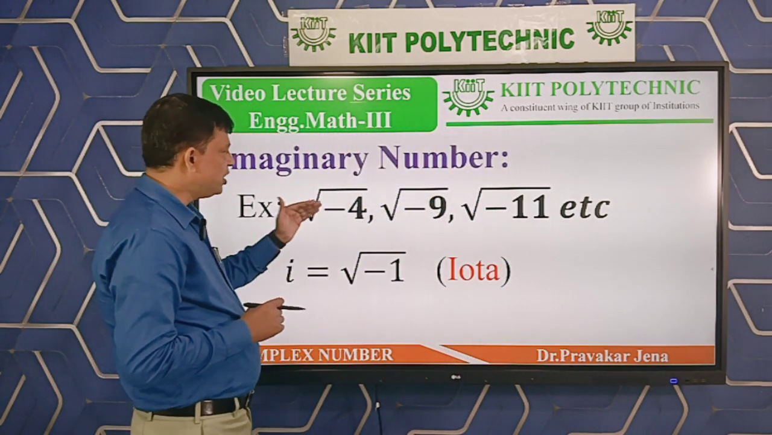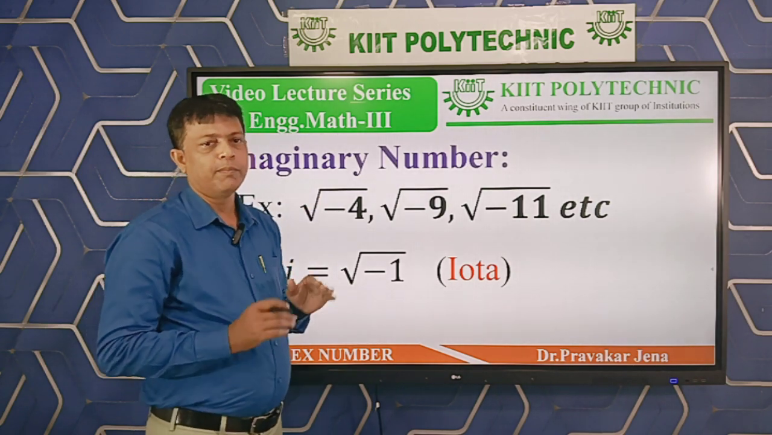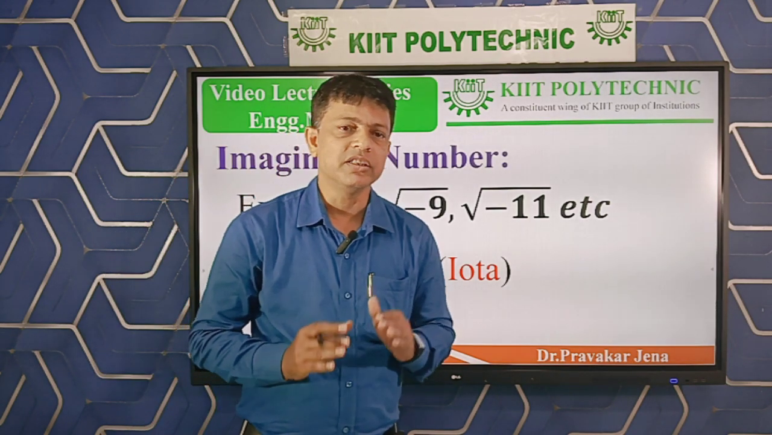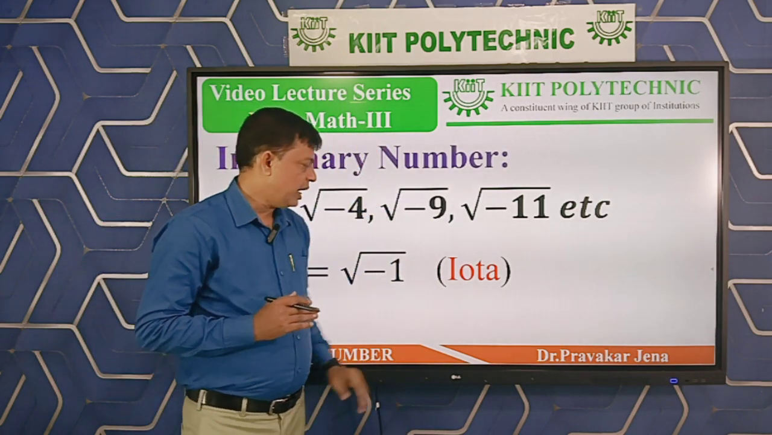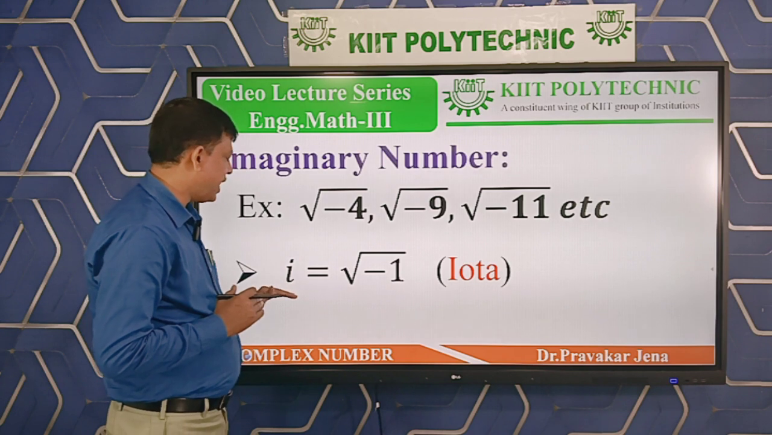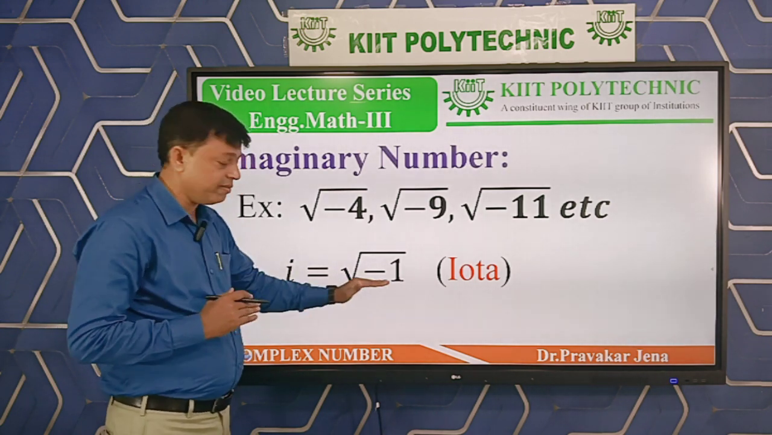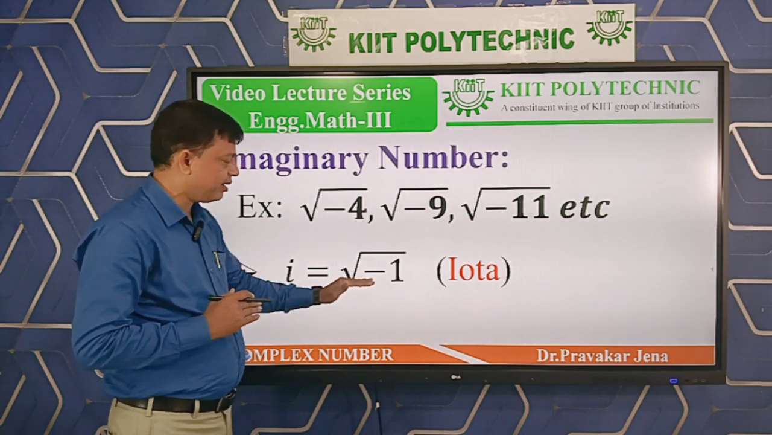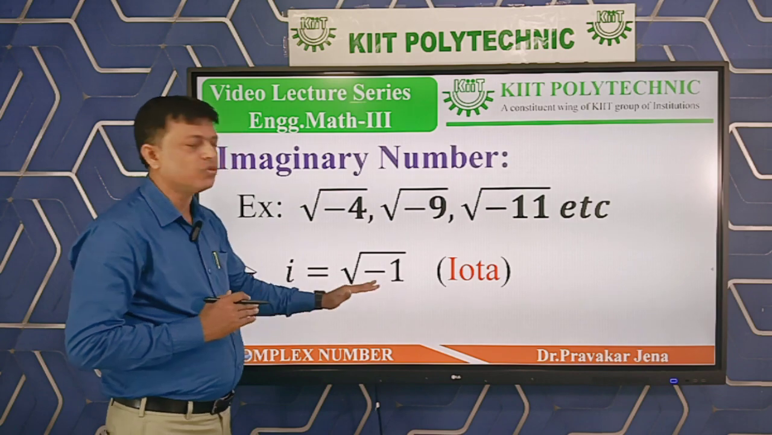But to represent the square root of a negative number using one symbol, we call it i. It is derived from iota, and it is always denoted as i equals root of -1. This is also one imaginary number. After taking the square of this, we will get -1.